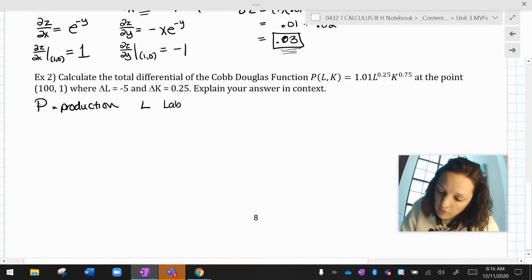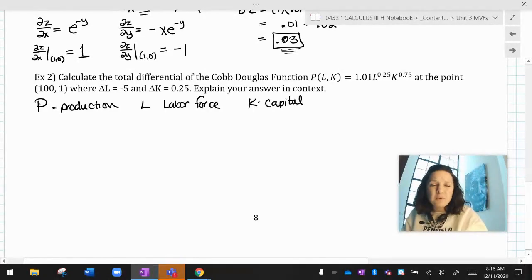L is labor force, and K is capital. I think that's capital with an A. Is it an A? Is it an O? I always forget. I think capital in terms of money is an A. It's one of those things that never sticks in my noggin.